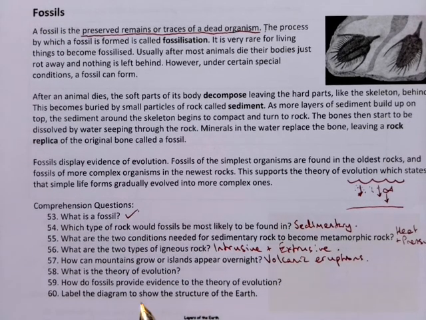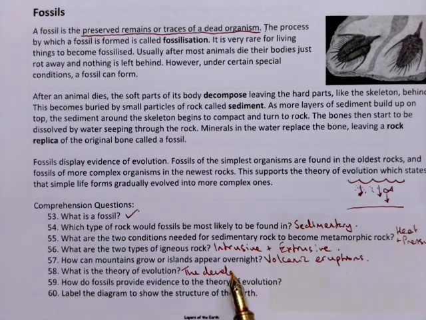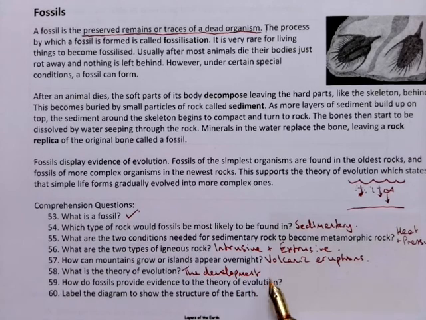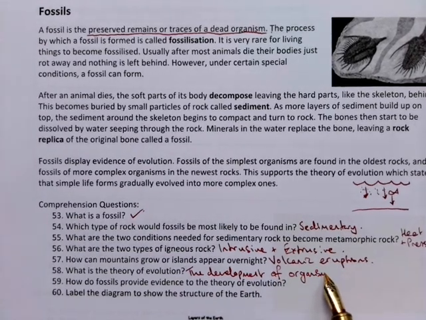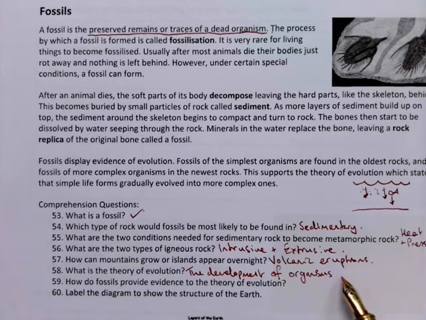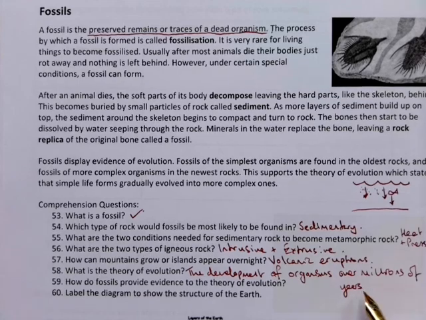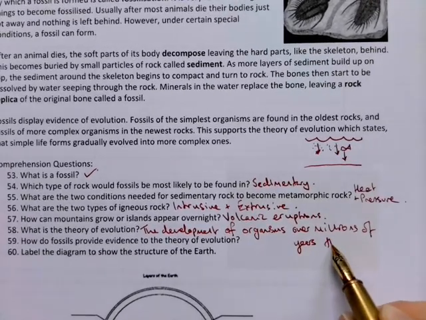What is the theory of evolution? This is going back a little bit. This would be the development of organisms over millions of years through a process known as what?